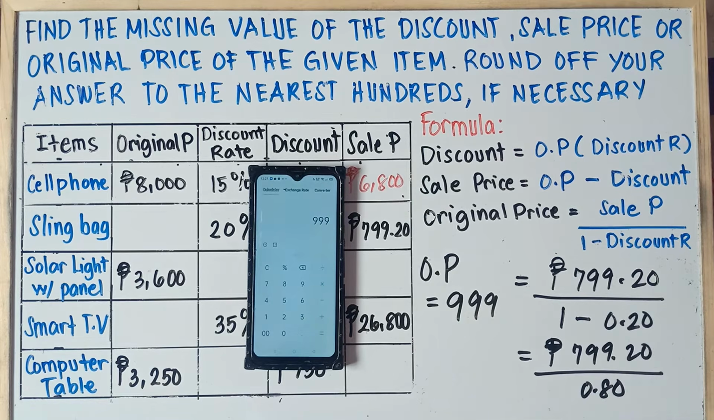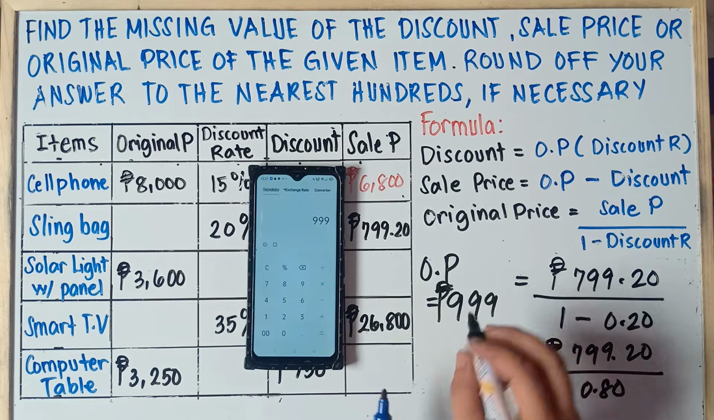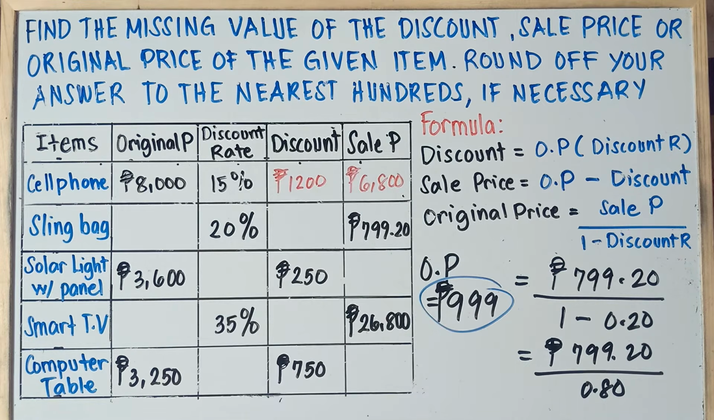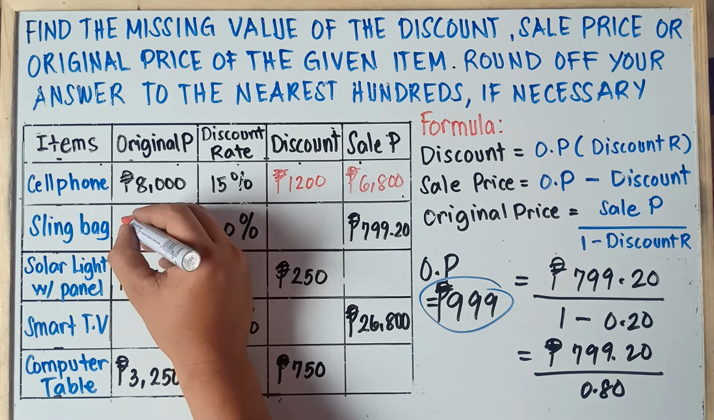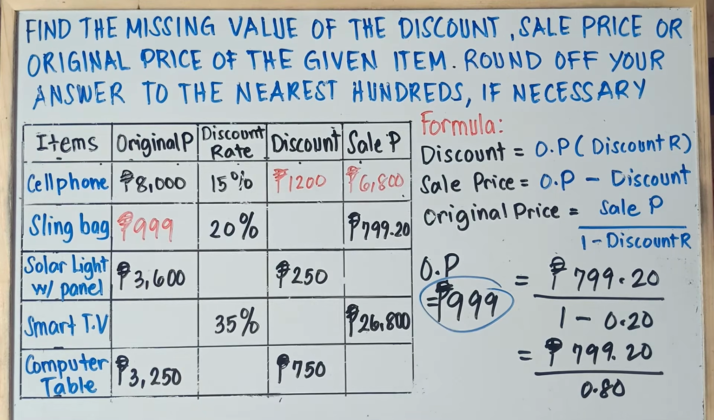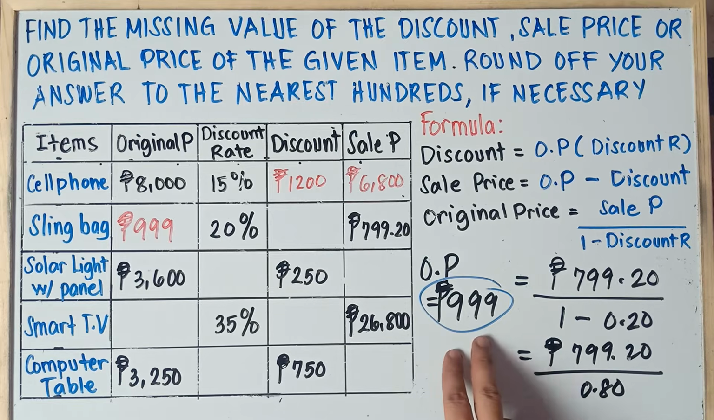We don't have enough space, class. 999. Do not forget, class, the peso sign. Pesos. Alright, so this is 999 for the original price. Just simply divide this one and you get 999.